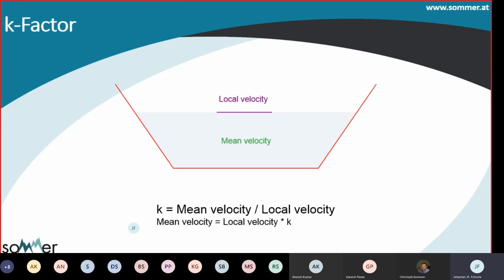So here we have the formula for the K factor. It's the mean velocity, which is somewhere within the water body. We don't know exactly where. And it's divided by the local velocity. The local velocity is on the water surface. And we use the RQ30 to measure this velocity here. And applying this formula, we can estimate the mean velocity within the water body.